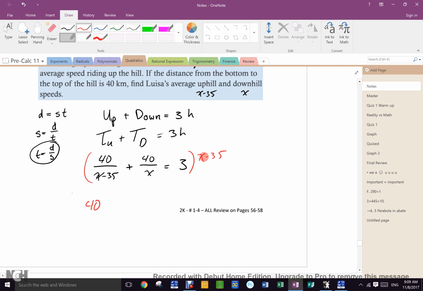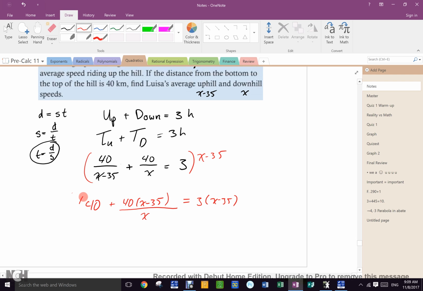Is that a numerator or a denominator? Numerator. So this would be 40 times x minus 35, yes? Everyone agree? Over what? X. Everyone still cool? And what would the 3 become? 3 times x minus 35. Everybody good? Have I gotten rid of all my denominators yet? What do I need to do now?